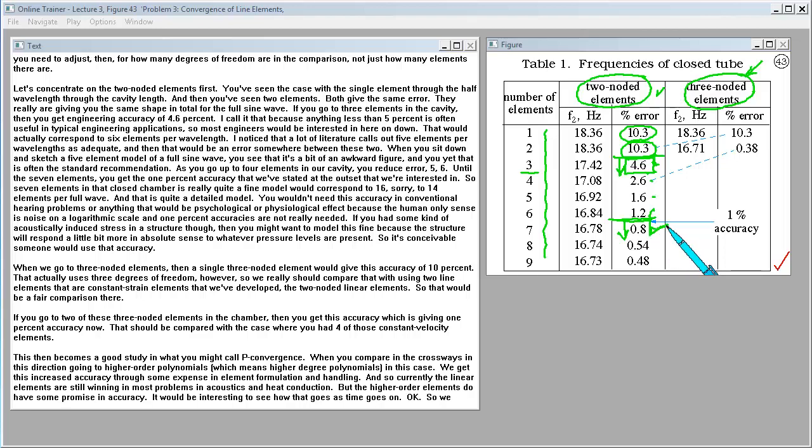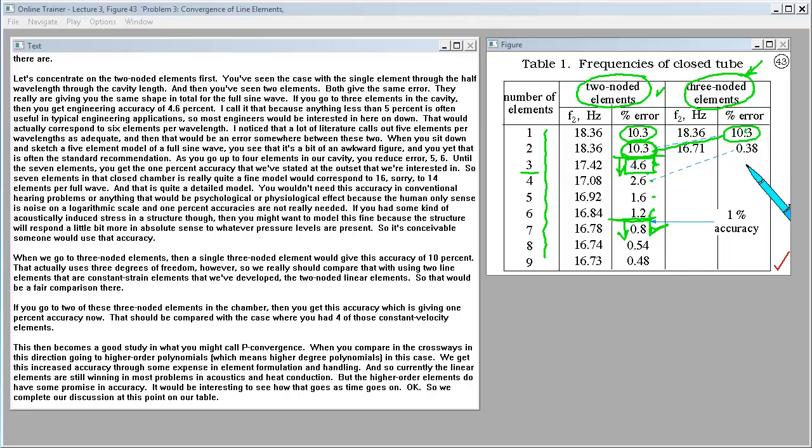When we go to three-noded elements, then a single three-noded element would give this accuracy of 10%. That actually uses 3 degrees of freedom, however, so we really should compare that with using 2 line elements, that are the constant strain elements that we've developed, the two-noded linear elements. So that would be a fair comparison there. If you go to 2 of these three-noded elements in the chamber, then you get this accuracy, which is giving 1% accuracy now. That should be compared with the case where you had 4 of those constant velocity elements.